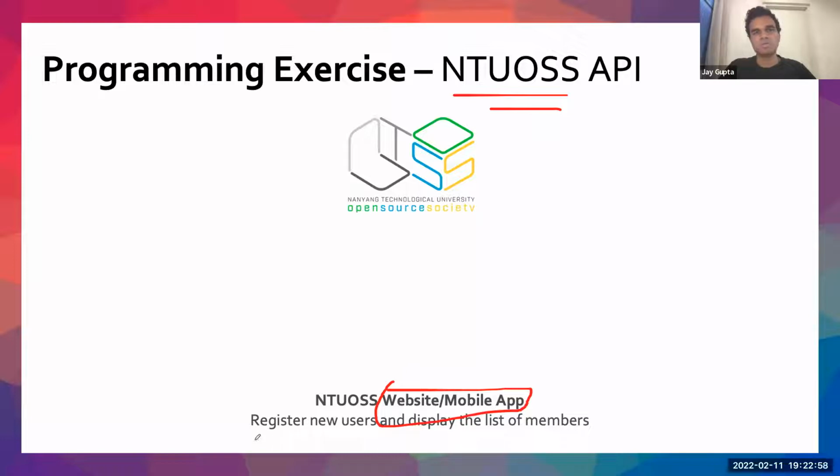What we want to do is register new users on the website and on the mobile app. And on the website or on the mobile app, we also want to display the list of members, or the list of users, that NTU OSS has. So the way we can do that is using an API. We can build an API that will basically perform the following functions, which I'll just show right now.